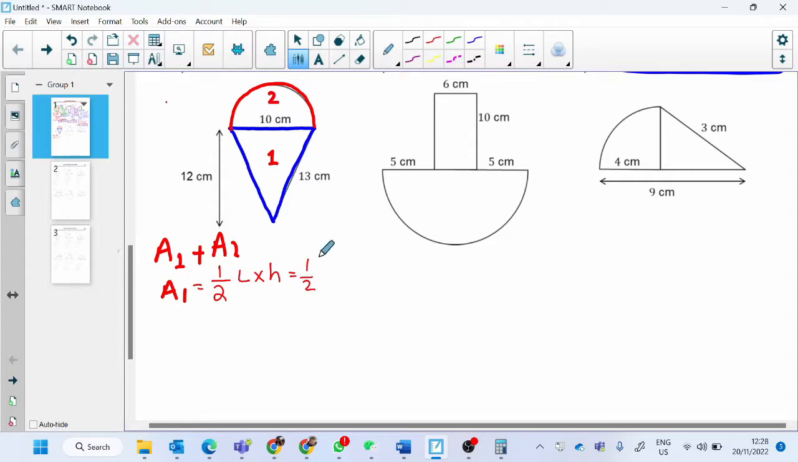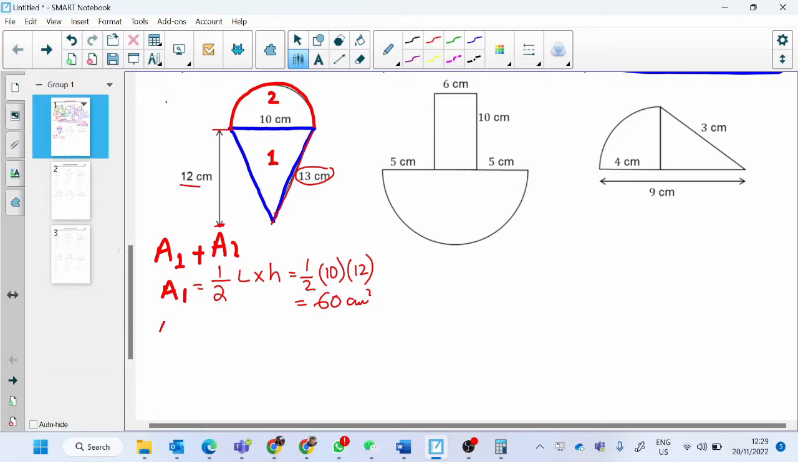So 1/2, if we take this 10 as the length, then this 12 is the height. You see, from this point to this point. So do not confuse it with this 13. It's just a distraction. You cannot use this one because this is not the height. The height is from the bottom up to the top. This 12 is in fact the height. So 1/2 times 10 times 12, and this should give us 60 centimeters square.